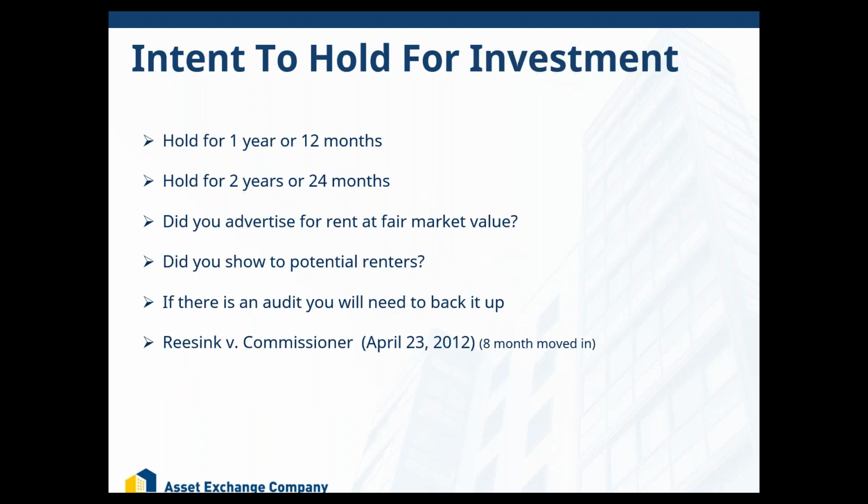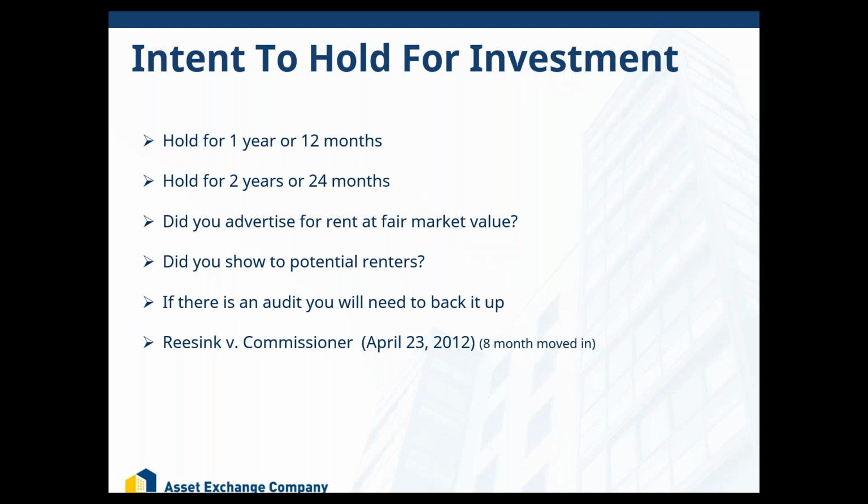Now, I get this question maybe about once a day. People will ask me, well, Jeff, how long do I need to own a property for it to be considered an investment property? And the honest answer is I really just don't know, right? Because there's nowhere in the code that states how long you need to own a property for it to be considered an investment property.